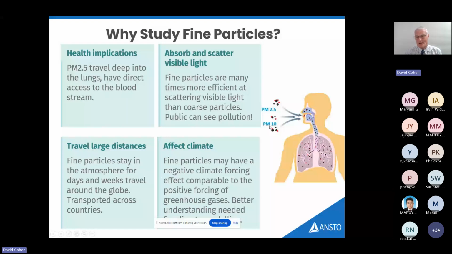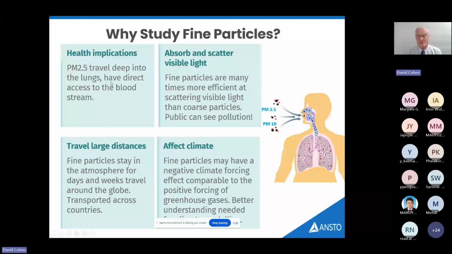You see over here, they travel deep into the lungs. PM10 or 10 micron diameter particles get stuck in the nasal passages, but the PM2.5 go right down deep into the lungs and the alveoli and actually have direct access to the bloodstream. So if you've got a lead particle or a particle with some toxic element on it that has direct access to the bloodstream, because it's small, then you have health issues. So there are health issues associated with fine particles.